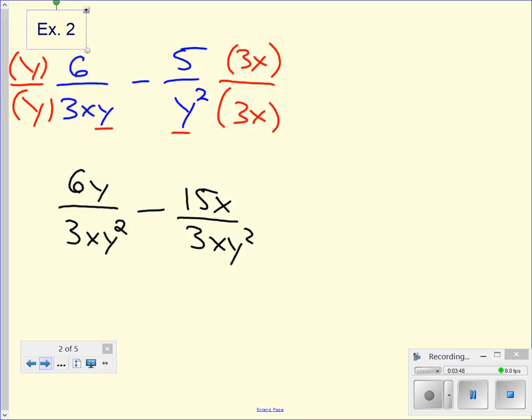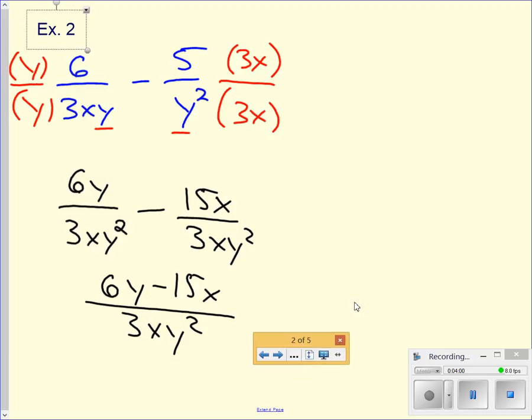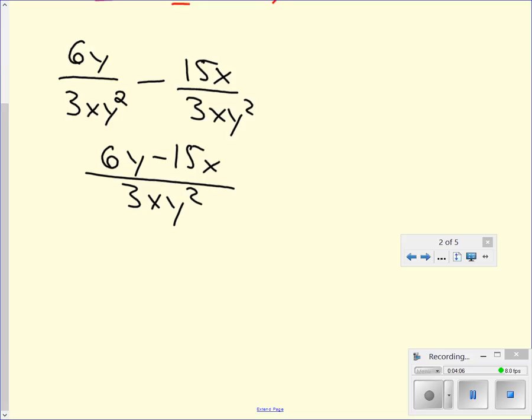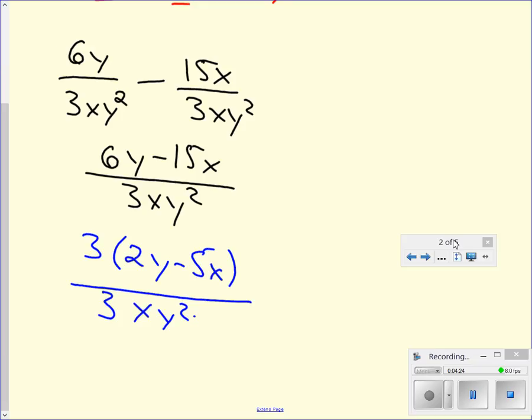Unfortunately, I got two different terms, I got y and x. So it just becomes 6y minus 15x over 3xy squared. Now I can actually simplify this one a bit more. If I extend it here, I can factor out a 3. So I'm going to factor out the 3, and I'm left with 2y minus 5x, over 3xy squared. And look at that, my 3s cancel out to 1.